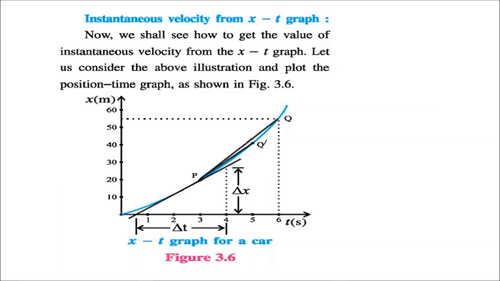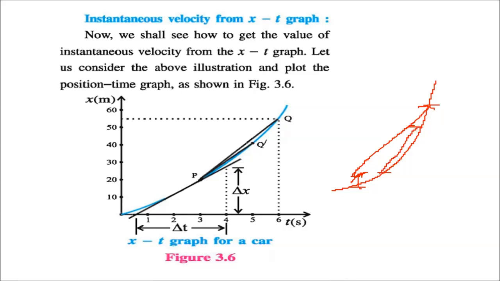What is instantaneous velocity from the x-t graph? Say this one is the graph. You can take two positions P and Q, join them and find the slope. But again, the interval between t1 and t2 is large. So why not take these two points? Again, the distance is large.